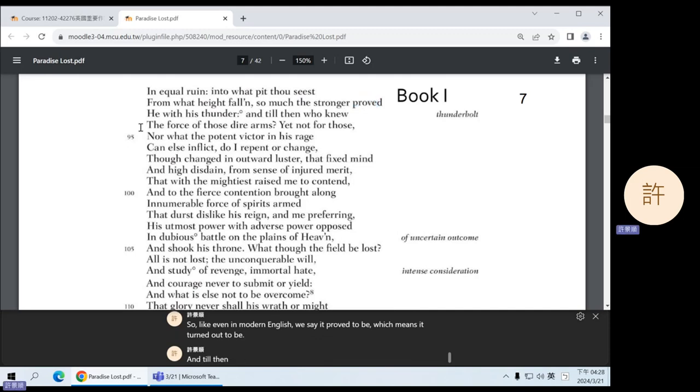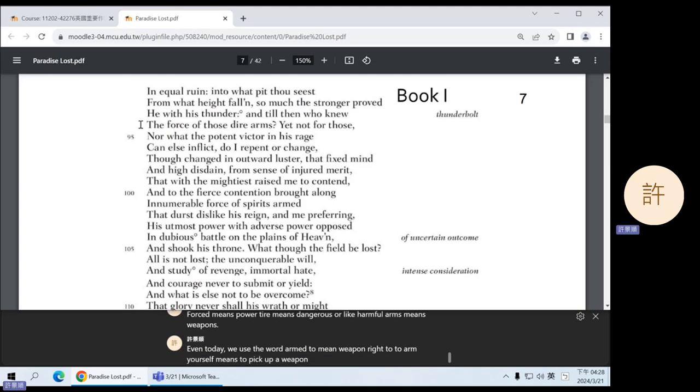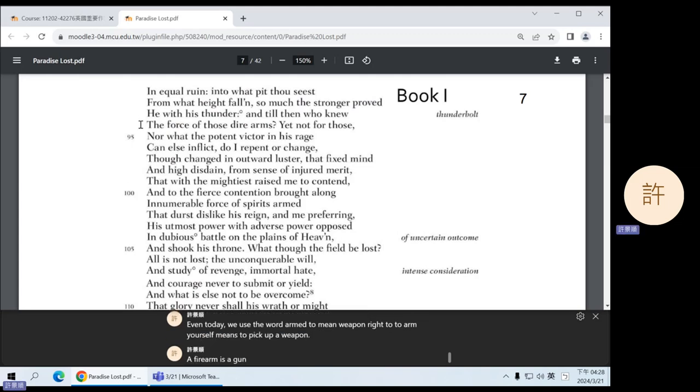"And till then, who knew the force of those dire arms?" Force means power. Dire means dangerous or harmful. Arms means weapons. Even today, we use the word arm to mean weapon, right? To arm yourself means to pick up a weapon. A firearm is a gun. In the U.S. Constitution, the Second Amendment gives citizens the right to bear arms, which means to carry weapons, which means to carry guns. So the meaning still exists, we just don't use it every day.